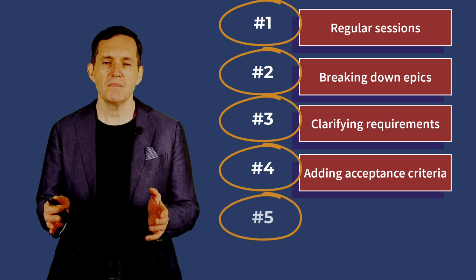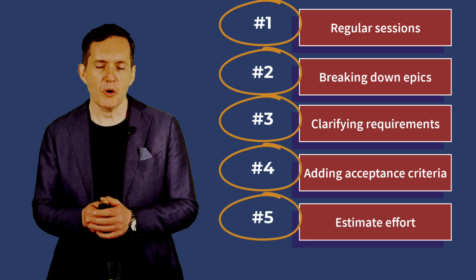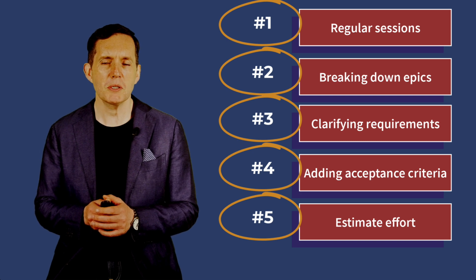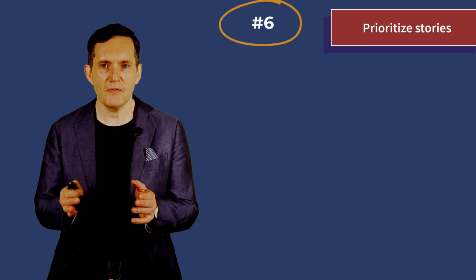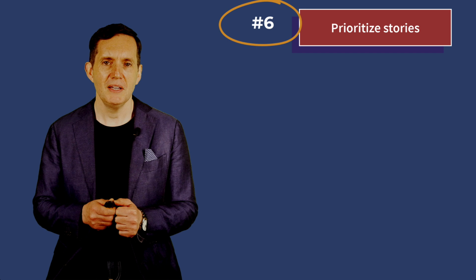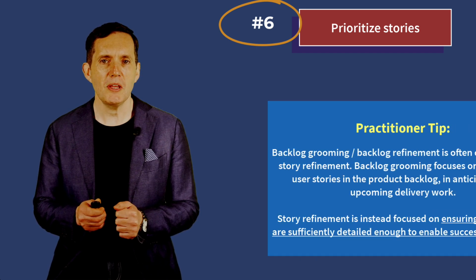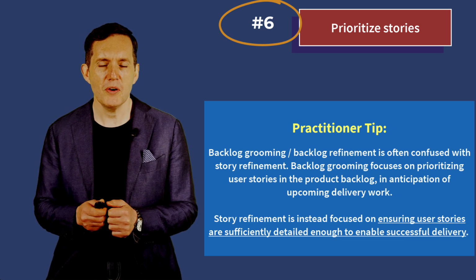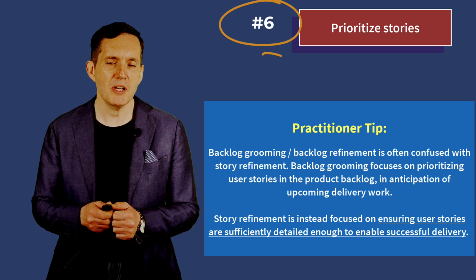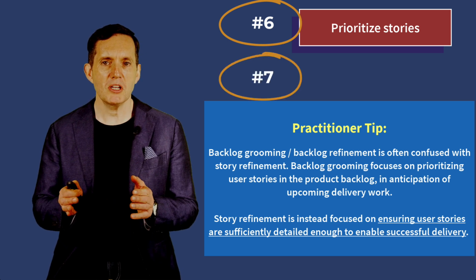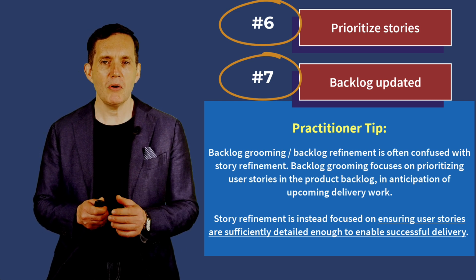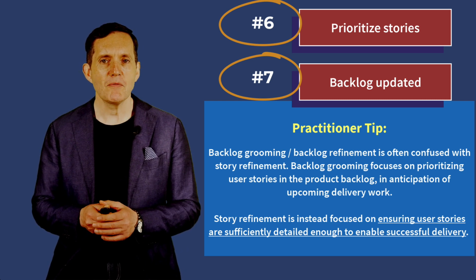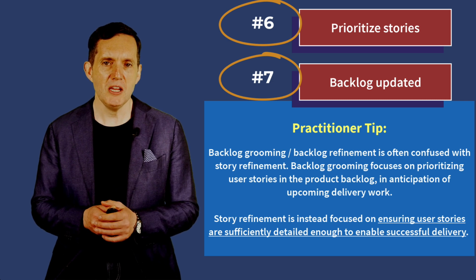You estimate effort. The team estimates the effort required to complete each story. This helps in prioritizing the backlog and planning future sprints. And then you prioritize stories. The product owner prioritizes the refined stories based on their value to the user and the organization. This ensures that the most important work is tackled first. And then you ensure that the backlog is updated accordingly. The product backlog is continuously updated based on the outcomes of the refinement sessions. This keeps the backlog dynamic and up to date and reflects the current priorities and needs.